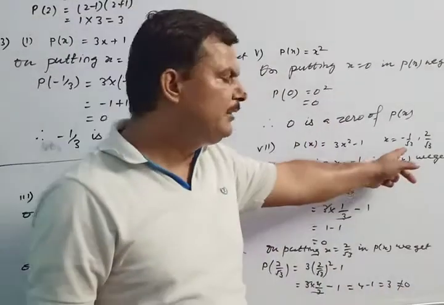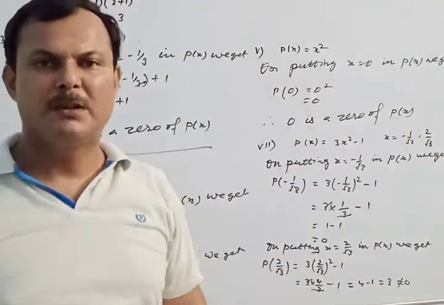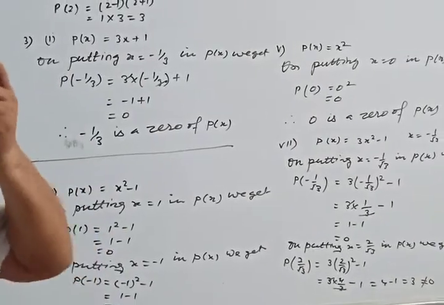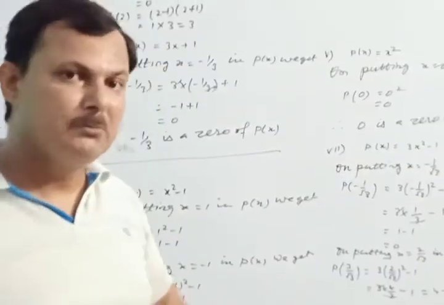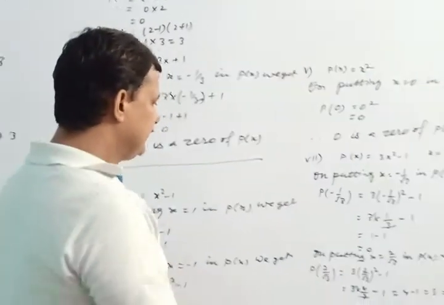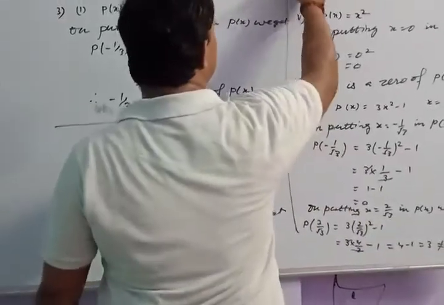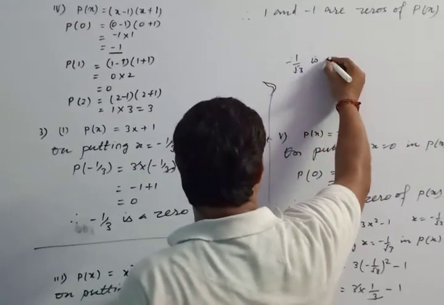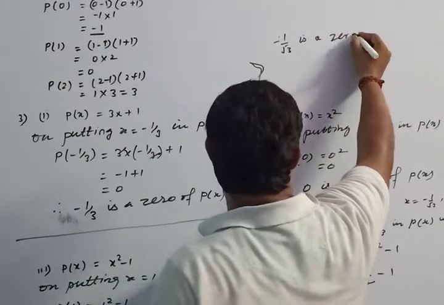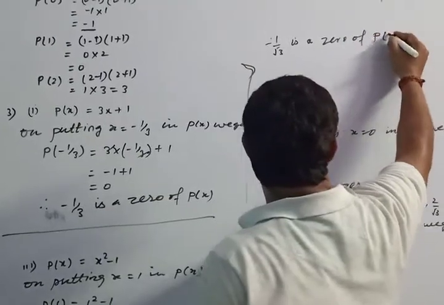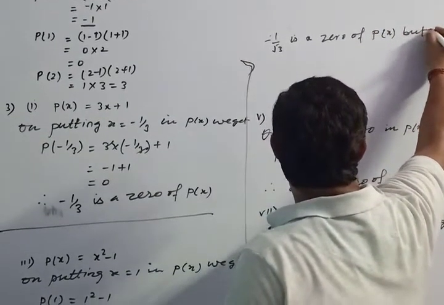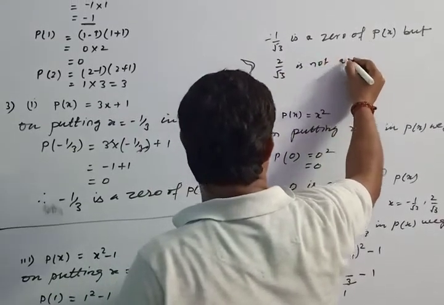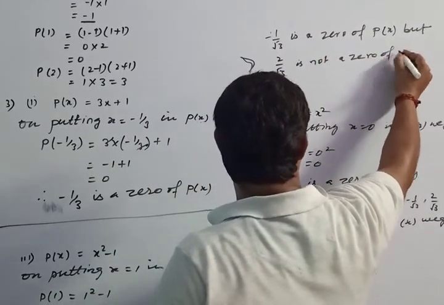Means when we substitute x is equal to minus 1 by root 3, the polynomial becomes 0. When we substitute x is equal to 2 by root 3, the polynomial does not become 0. So we will write, therefore, minus 1 by root 3 is a zero of p(x), but 2 by root 3 is not a zero of p(x).